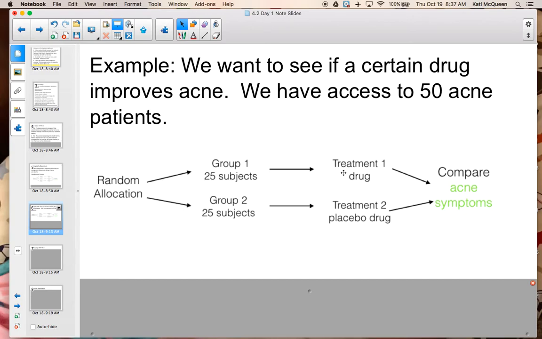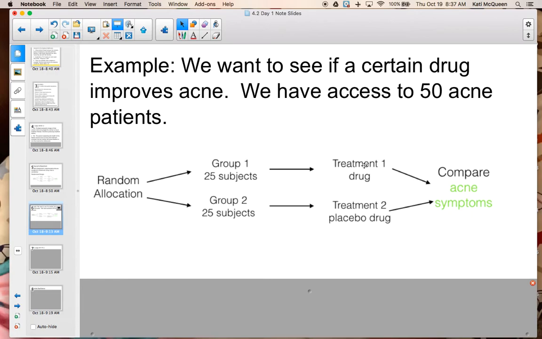From there, I have to say what I am doing to each group. So the first group is going to get treatment 1, and they're going to get the acne drug. The second group is going to get the placebo drug. It doesn't matter which is which. You're just showing your organization here.